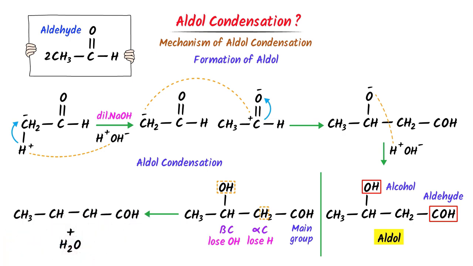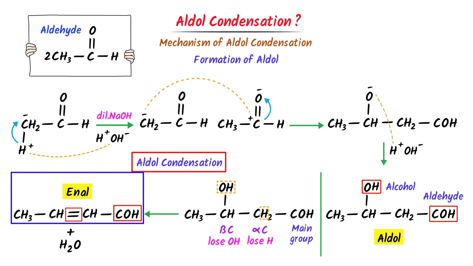Alpha carbon and beta carbon have lost one species each. Here, a double bond is formed between them. Now this molecule contains a double bond. We write here en. Secondly, it contains aldehyde group. I write here al. Hence we get enal. Remember this important MCQ. After aldol condensation, we get an enal. So this is the enal molecule.